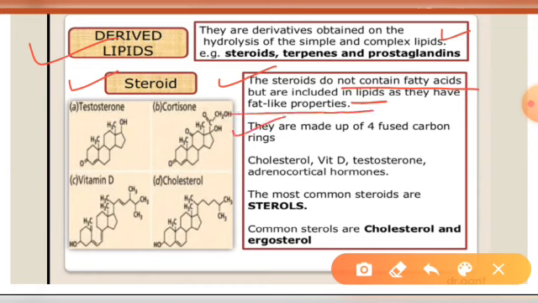And they are made up of four fused carbon rings, like we can see in this structure. All these steroids are made up of 1, 2, 3, 4 fused carbon rings. For example, cholesterol, vitamin D, testosterone, which is a male sex hormone, and adrenocortical hormones, which are the secretions of adrenal glands. These are the examples of steroids. And the most common steroids are sterols. Common sterols are cholesterol and ergosterol. So all the steroids have a common structure, that is the four fused carbon rings.